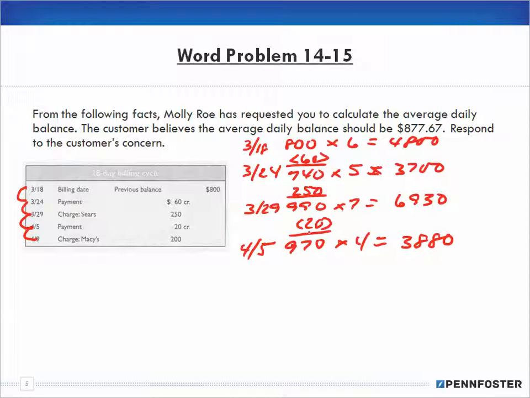On the 9th, there's an additional charge of $200. So now that changes the daily balance to $1,170. That was on 4/9. Now here's the catch. What is the billing cycle? The billing cycle is 28 days.